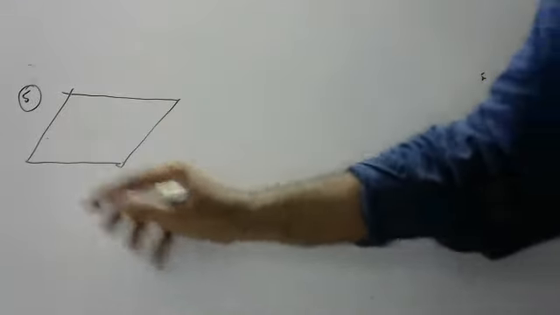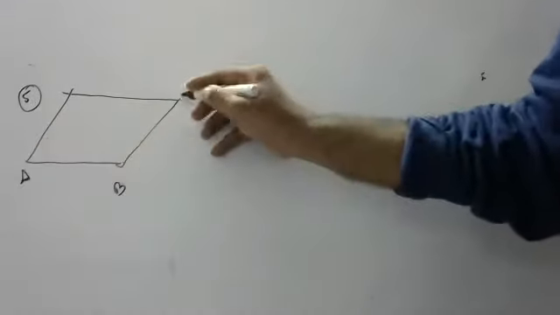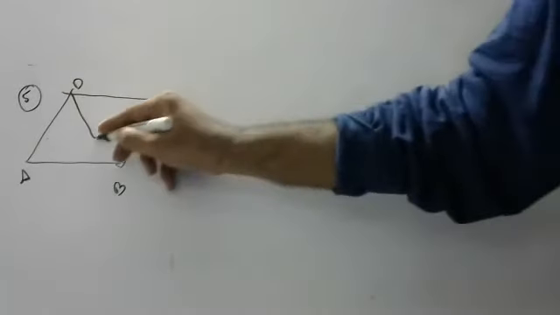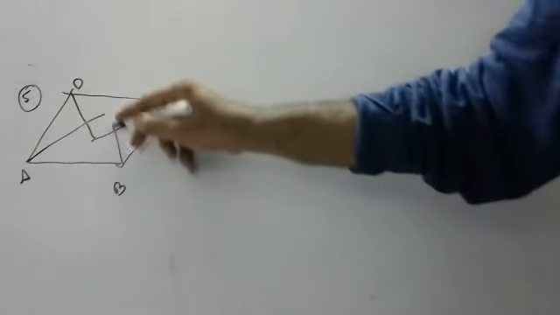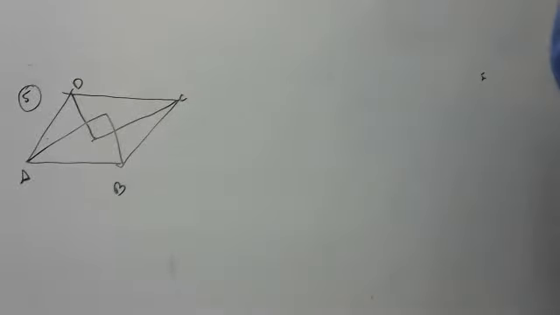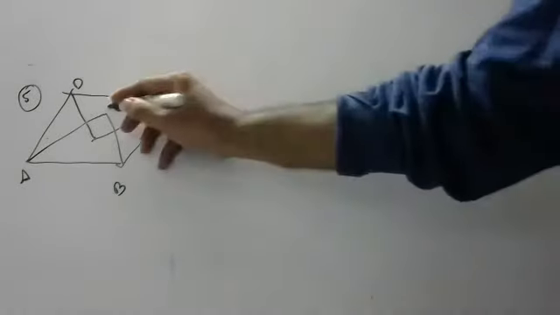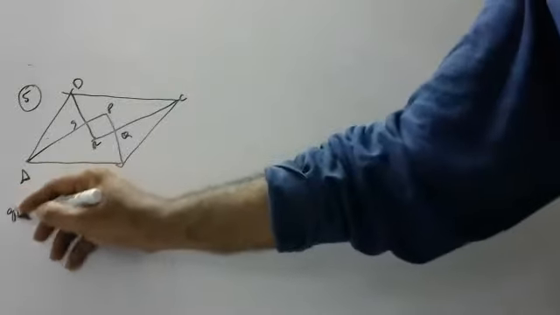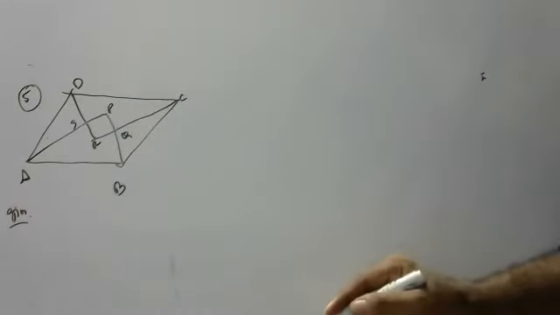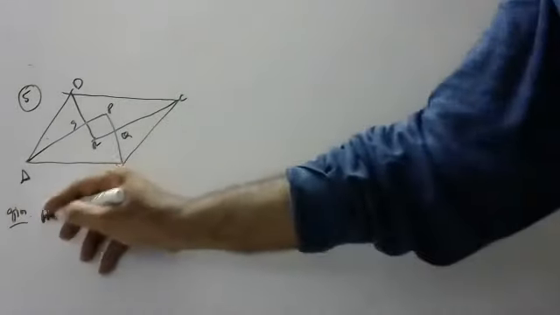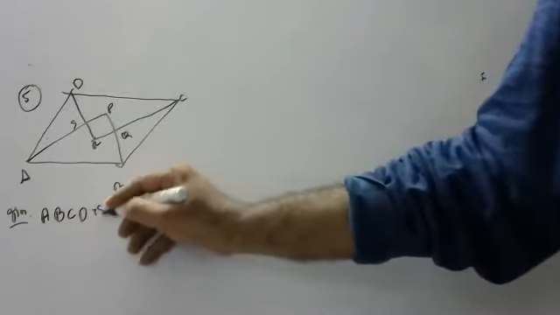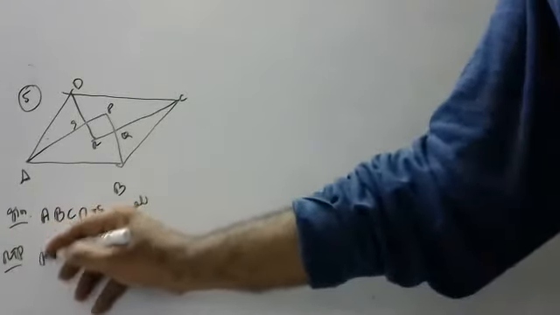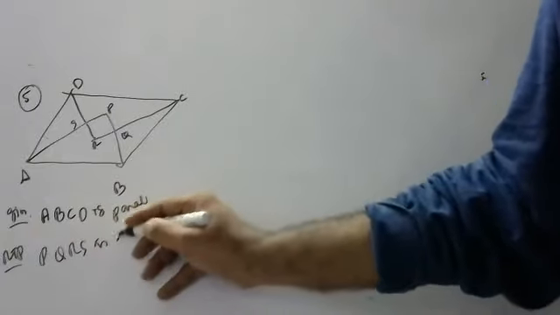Okay, children. So this is A, this is B, this is C, this is D, children. And two bisectors are coming and meeting like this. So children, this is PQRS. This is P, this is Q, this is R, this is S. What is given? Given is ABCD is a parallelogram. Then what is required to prove? We have to prove that PQRS is a rectangle.